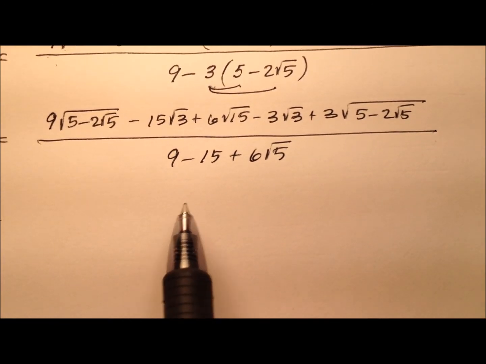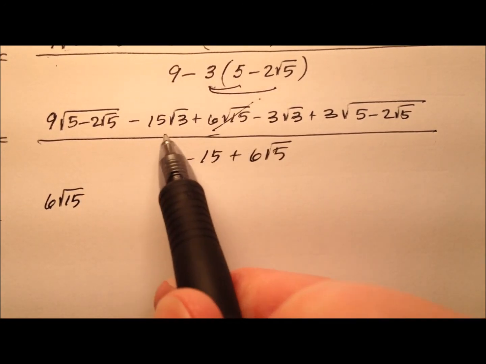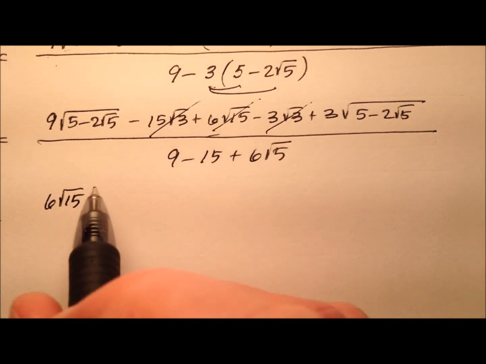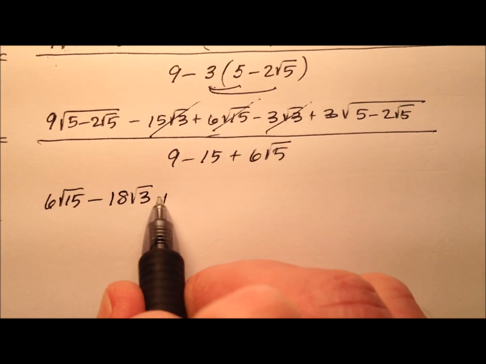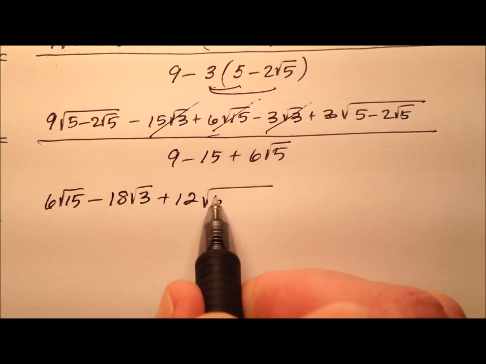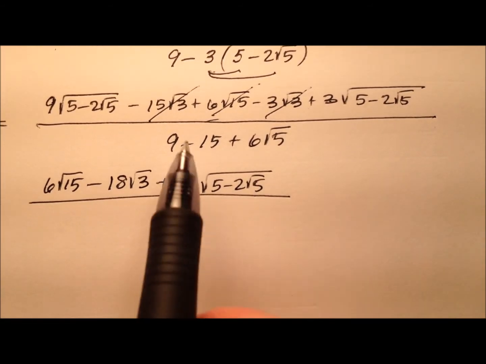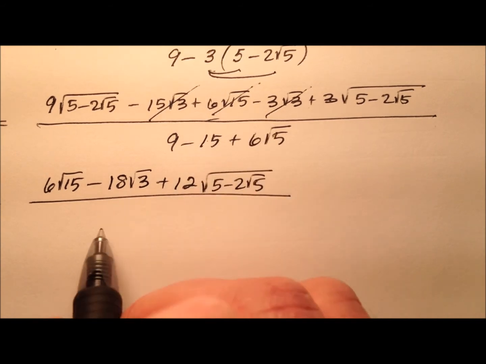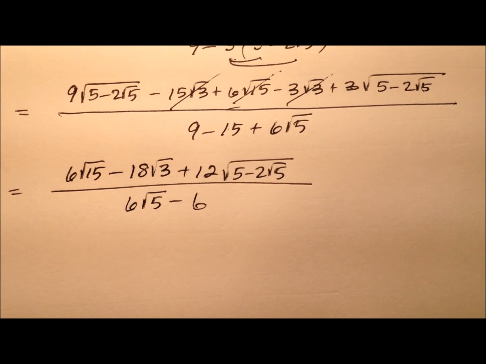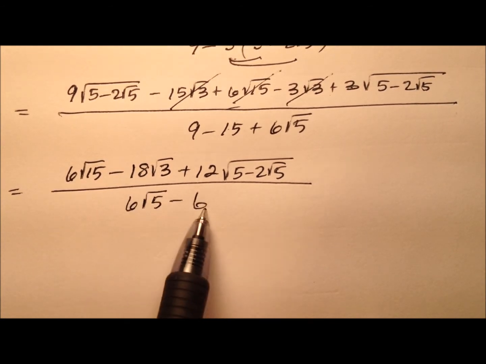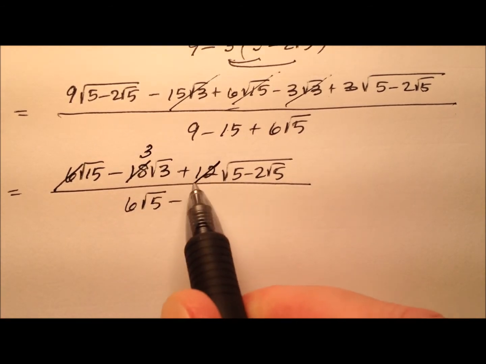Okay, lots of like terms here. Let's go ahead and start with this 6 radical 15. That's that guy, and then radical 3 is negative 15, negative 3, so negative 18 radical 3, and then 9 and 3 is going to be a positive 12 for that radical expression right there. And 9 minus 15 is negative 6, but we'll put this positive one first. Okay, so it's looking a little cleaner. And actually it's nice because all of these numbers are multiples of 6, so we'll divide 6 out of everything.